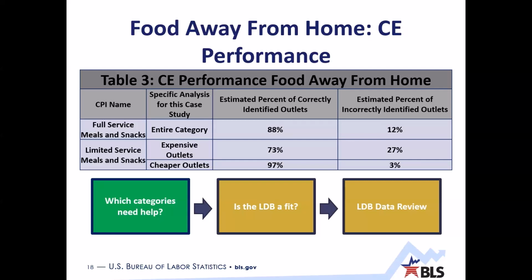When looking at the data in this table, you see respondent error at a pretty high rate. For full service restaurants, respondents incorrectly listed the outlet name 1 out of 8 times. For limited service, it was an estimate of 27%. And for those cheaper ones, it wasn't too bad. It was 3%. But overall, we see this category needs help.